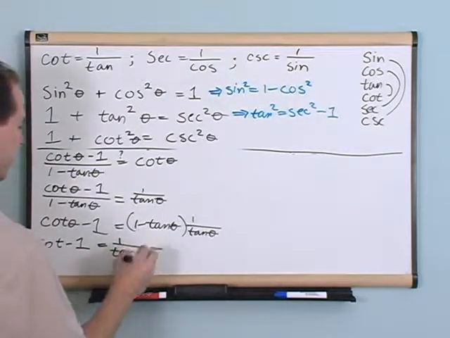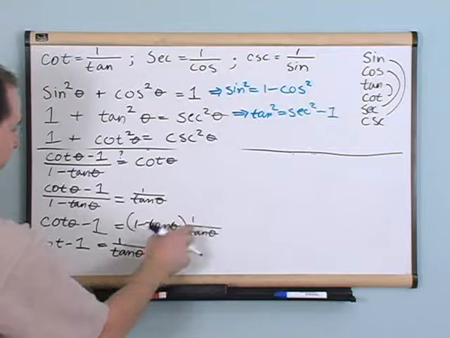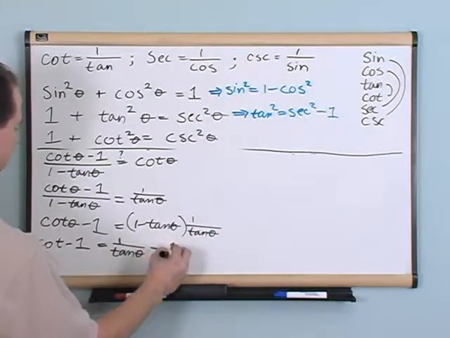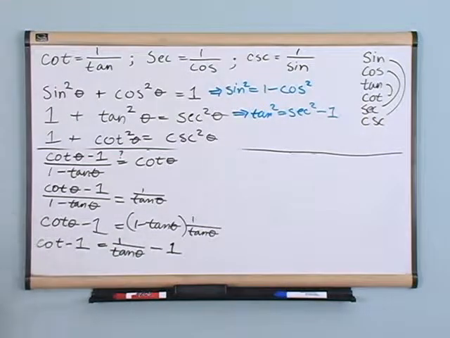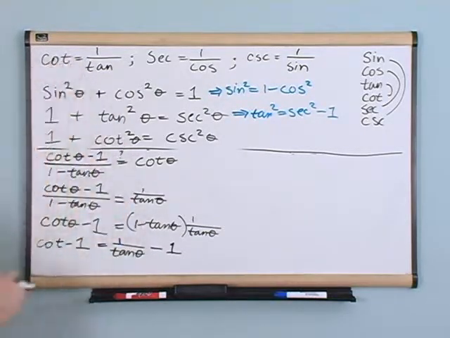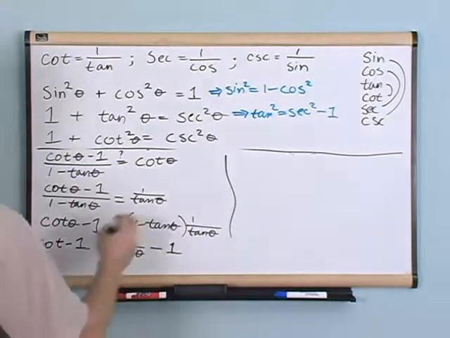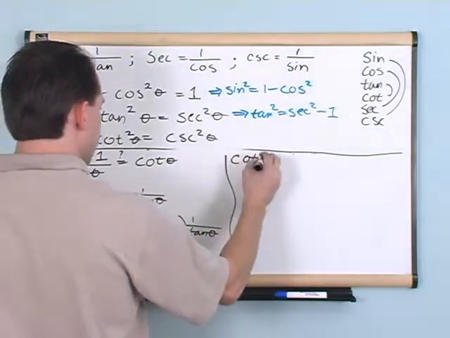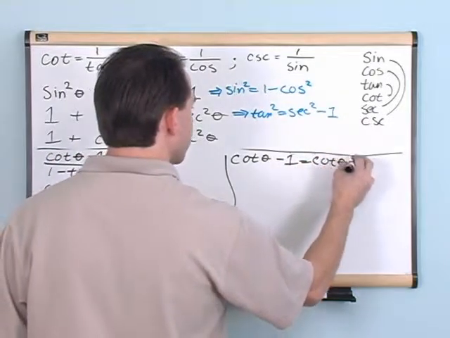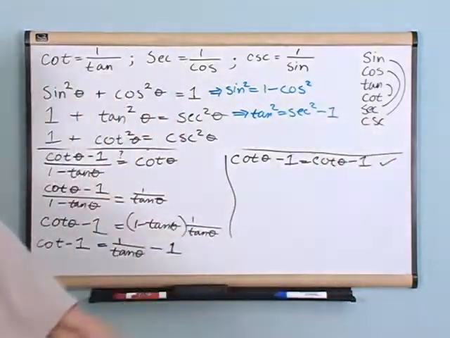And then this will be minus tangent over tangent, because tangent times 1 over tangent will be tangent over tangent, which is 1. So I'll have a 1 right here. Now look, things have started to look up, because I've got it almost in the same form, and on top of that I know that 1 over tangent is equal to cotangent, so I've really got my answer already. Cotangent theta minus 1 is equal to cotangent theta minus 1. That checks out. I'm good to go.